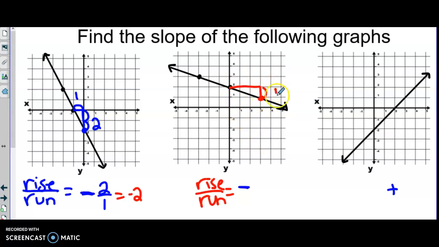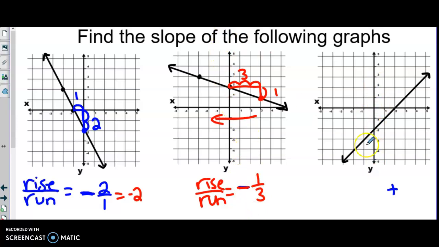So I'm going to rise up 1 space, and then I'm going to run backwards 1, 2, 3 spaces. And remember, when you go this direction on the x-axis, if you look at your x values, they are negative. So that's where that negative comes from, but you can just leave it in front. So our slope here is -1/3.